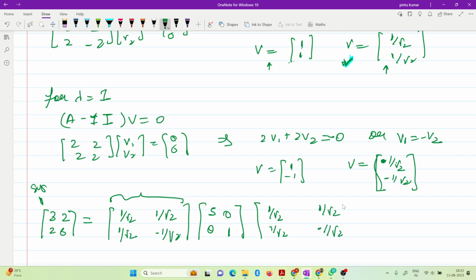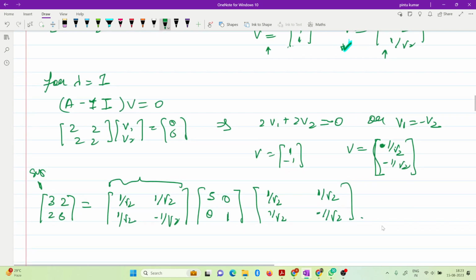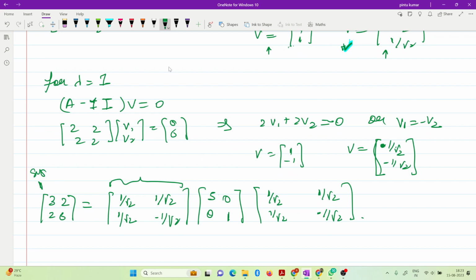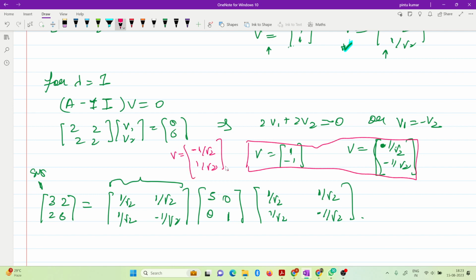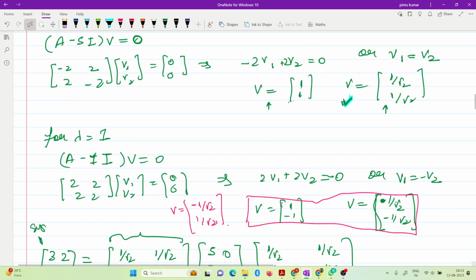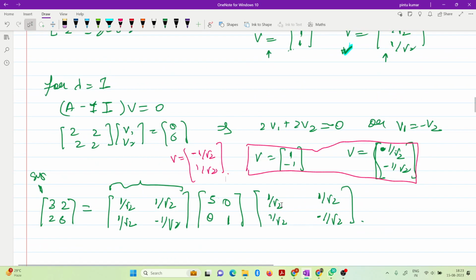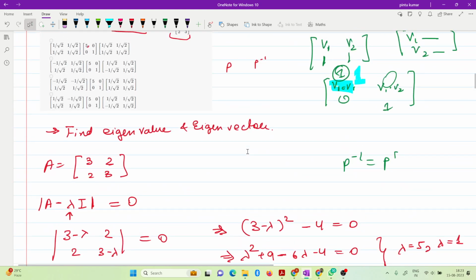Okay. This is one set of solution. Another set of solution is, see, the condition that we got over here is that V1 is equal to minus V2. So you could have also obtained minus 1 by root 2 and 1 by root 2 over here. Corresponding to this, you could have got another solution. So let's see if this particular thing that we have obtained matches with any of the options.